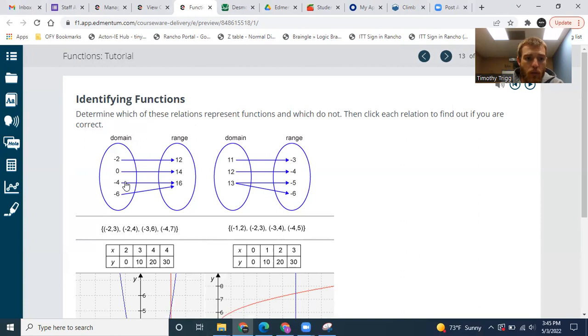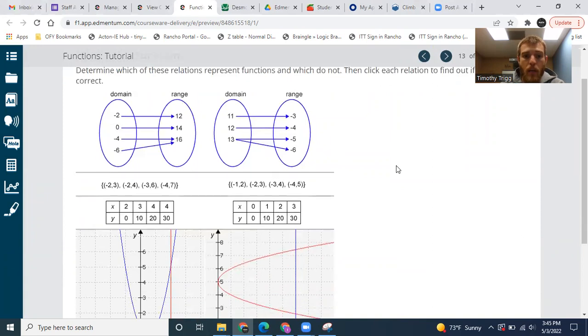Now, what about this first one? Well, this one actually is a function. You might be saying, well, both -4 and -6 map to 16 in the range. Well, that's actually okay. You can have multiple inputs going to the same output, but you can't have one input going to 2 different outputs. So this is not a function, but this one is.